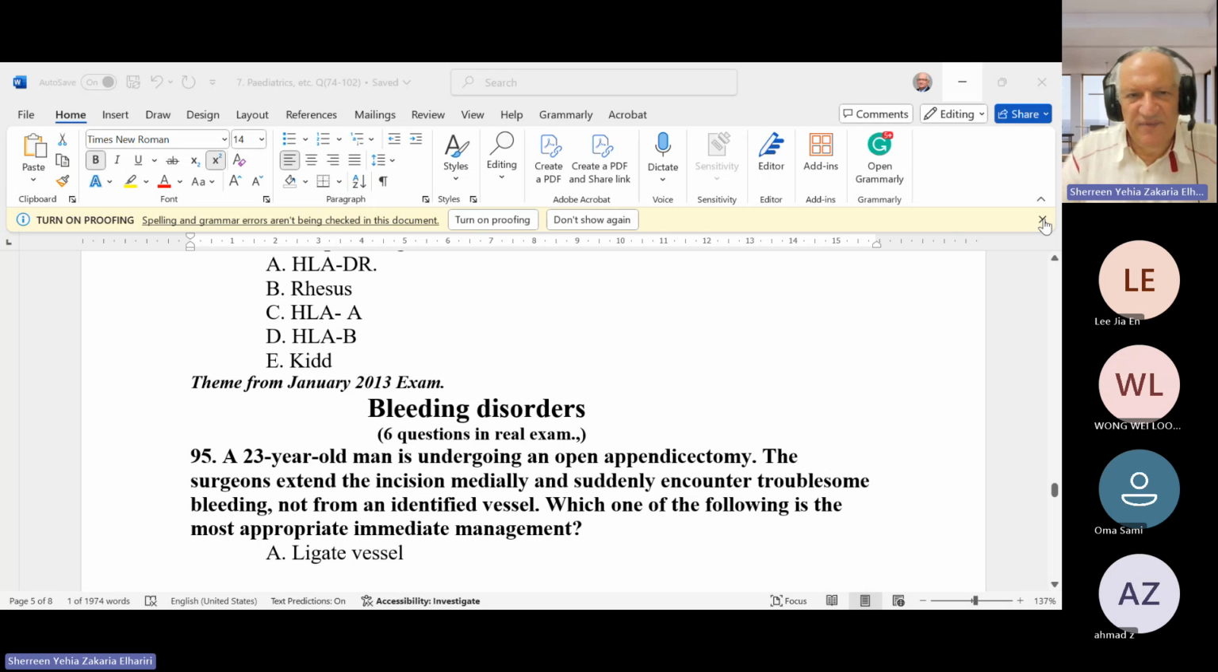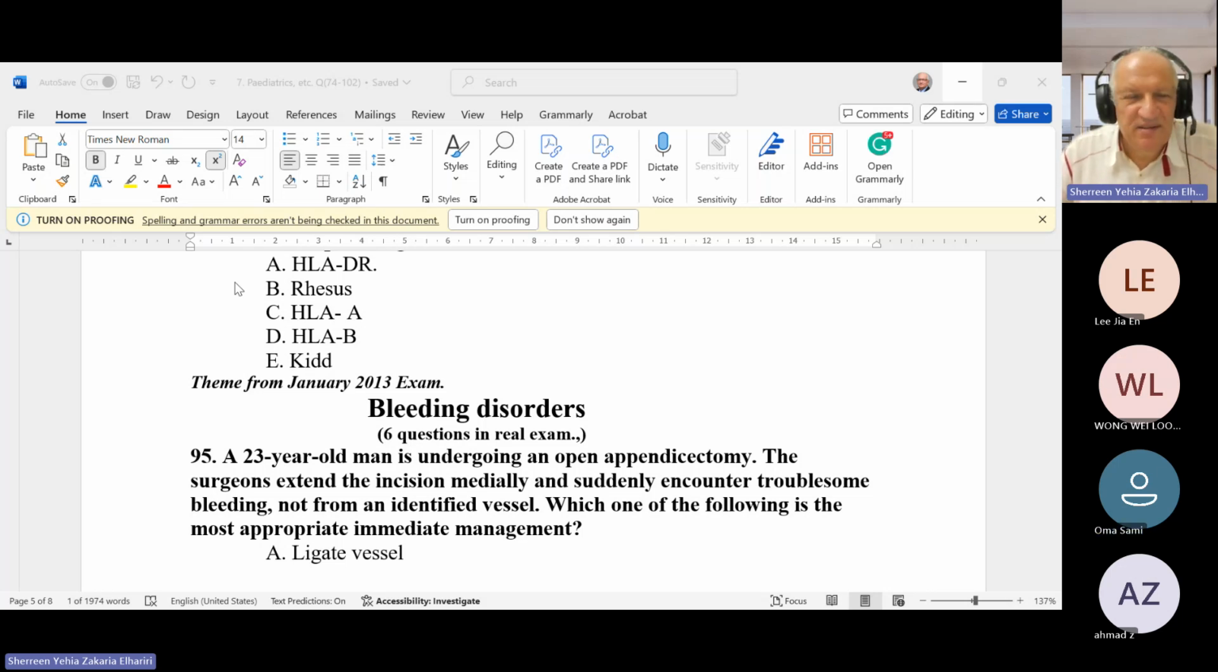After that, this is the last topic. We have bleeding disorders and only 8 questions, so we are about to finish. So what usually happens in bleeding? If you have venous bleeding, or some area like in the liver or sacral plexus, just put a piece of gauze and compress. So compression can stop most of the bleeding.